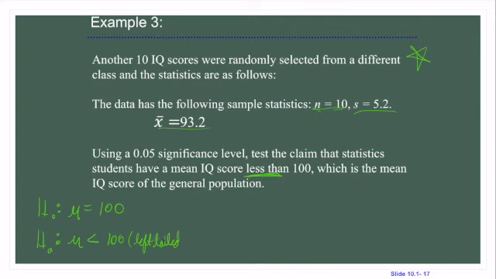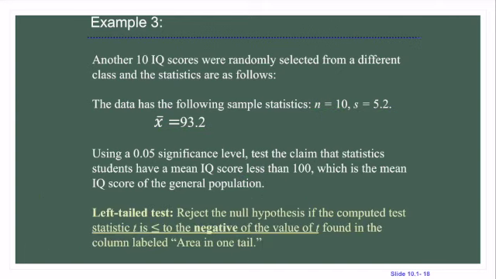So we're going to calculate our t-value. That's my sample mean minus our population mean over my sample standard deviation over the square root of 10, and I get a t-score of negative 4.14. So I need to go to a t-table. I reject the null hypothesis if the computed test statistic is less than or equal to the negative of the value of t found in the column labeled area in one tail, because we're in a left-tailed test.